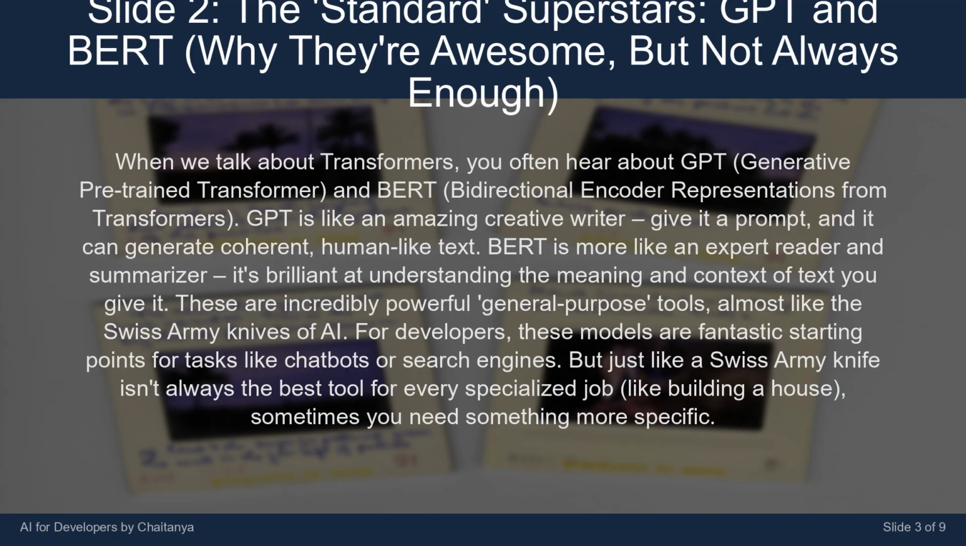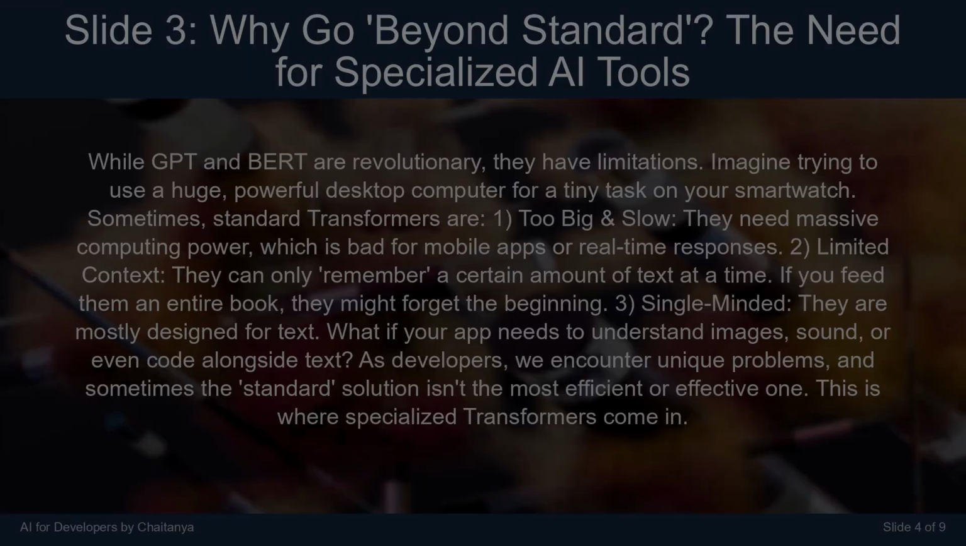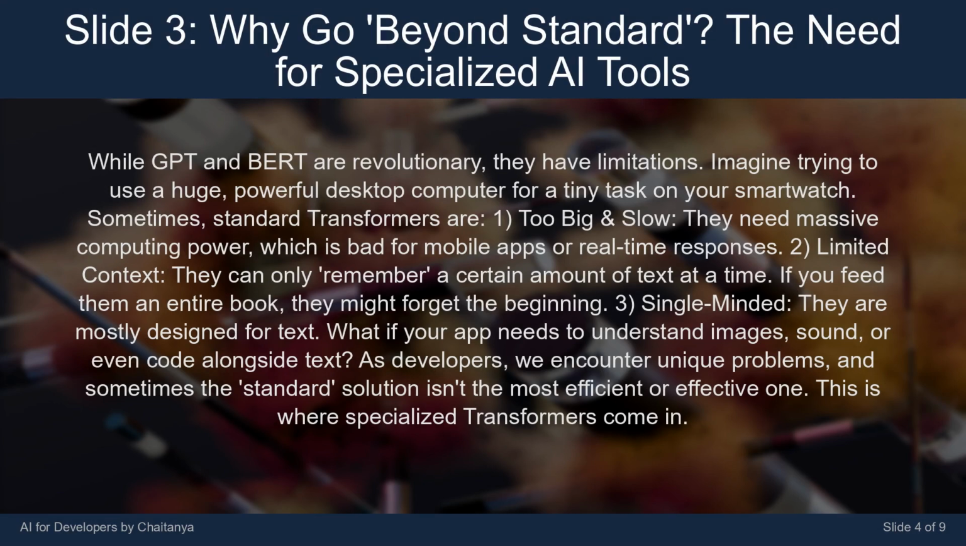These are incredibly powerful, general-purpose tools, almost like the Swiss Army knives of AI. For developers, these models are fantastic starting points for tasks like chatbots or search engines. But just like a Swiss Army knife isn't always the best tool for every specialized job, like building a house, sometimes you need something more specific. While GPT and BERT are revolutionary, they have limitations.